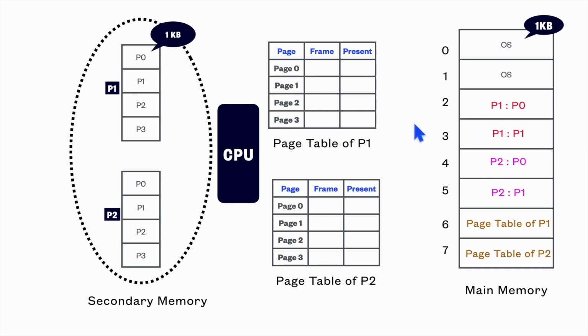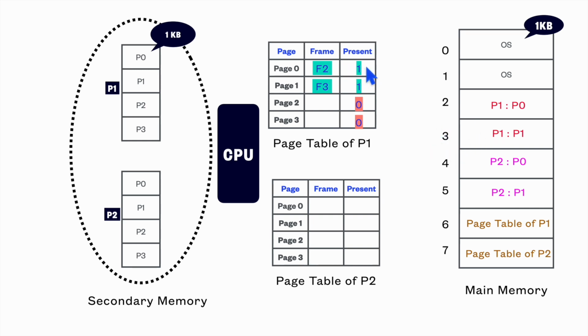So the parts of both processes which have to be executed currently are loaded into the main memory, and the corresponding entries need to be updated in these page tables. So the entry will be updated here. Page 0, where is it stored? Page 0 is stored at frame 2, so this entry will be updated here as frame 2, and for the remaining entry, page 1 is present at F3, frame 3.